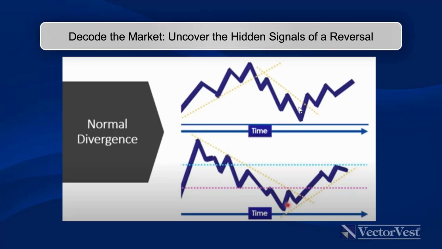Now tonight, I do have some examples for you to better demonstrate how to identify bullish and bearish divergences, as well as how the underlying asset, such as the VectorVest composite or an individual stock, can behave after these divergences have been identified. So let's get started with a few examples.